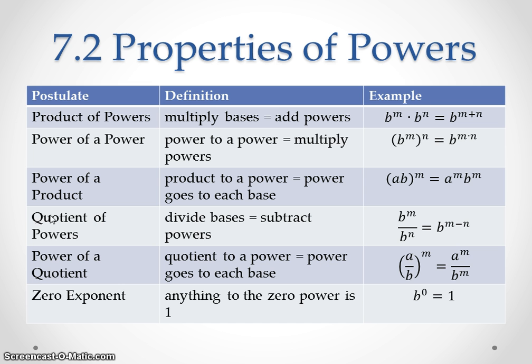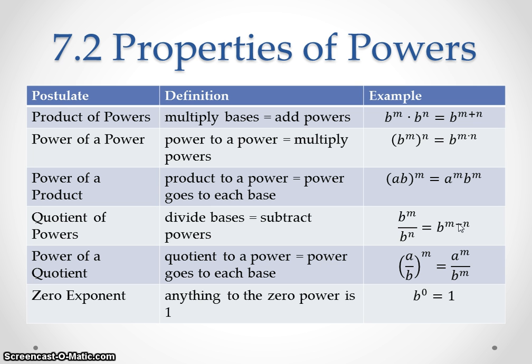Next postulate we need to talk about is your quotient of powers. And quotient, remember, means to divide, so we're going to be dividing our bases, which means we subtract our powers. So for instance, it's going to look like this. You have b to the m over b to the nth power, and so that means you're going to subtract these. It's the opposite of multiplication, which makes sense, because that's what division is. It's the opposite of multiplication.